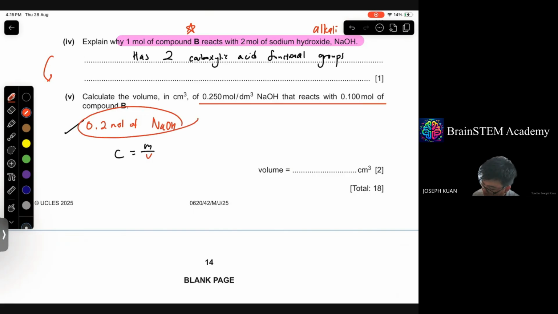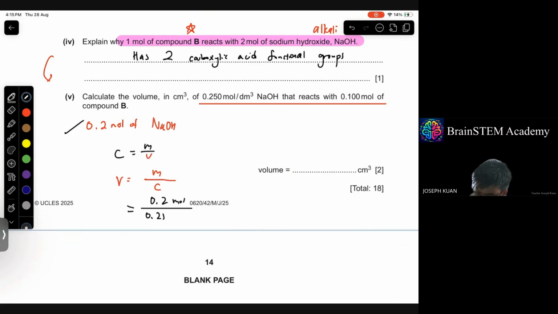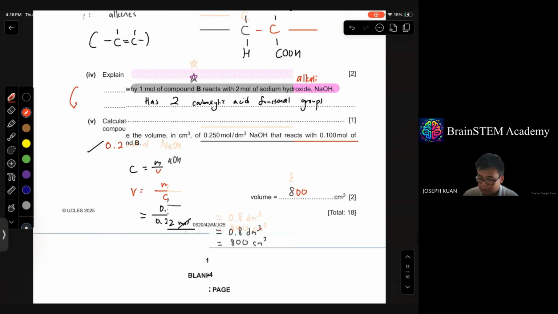We have the mole, we have the concentration, right? So we can find out the volume by taking the mole divided by concentration. So the mole is 0.2, the concentration is 0.25. As you can see, the units will cancel each other and we will get the volume. So using your calculator, you should get 0.8 cubic decimeter, and you have to convert it to cubic centimeters, which is multiplied by 1000, you get 800 cubic centimeters. And that's all for this paper.